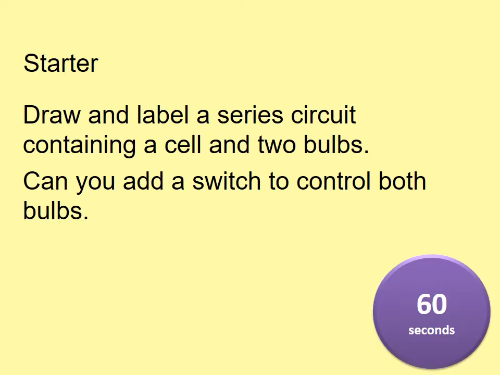Okay, for a starter activity, what I want you to do is to draw and label a series circuit containing a cell and two bulbs. Can you also add a switch to control both bulbs? And I'm going to give you 60 seconds in order to complete that task.